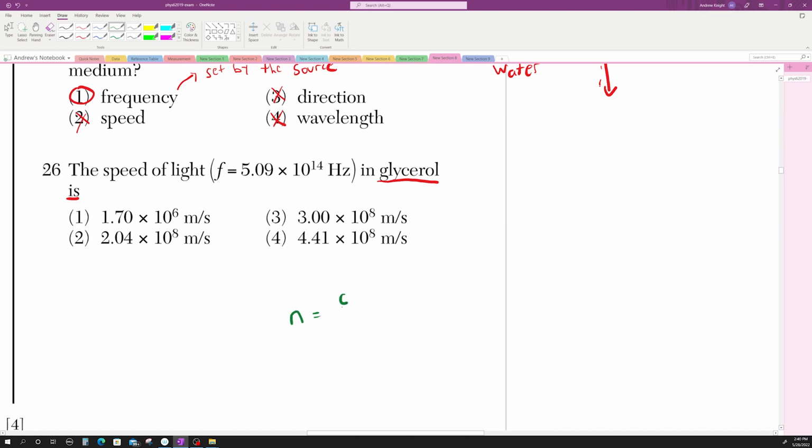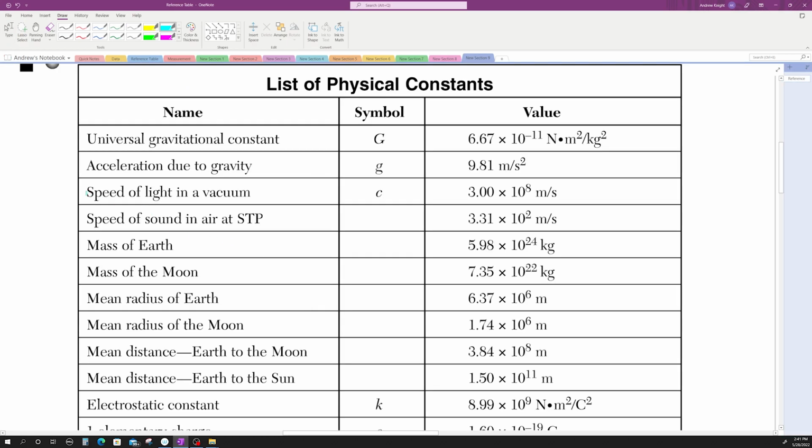n is equal to c over v. c is always 3 times 10 to the 8 meters per second, or the speed of light. n is 1.47. And v is what we're looking for. In this case, the v and the 1.47 just swap spots. So 3 times 10 to the 8 divided by 1.47 gives you 2 times 10 to the 8 meters per second. If you forget that c is 3 times 10 to the 8, we can simply go to our reference tables.